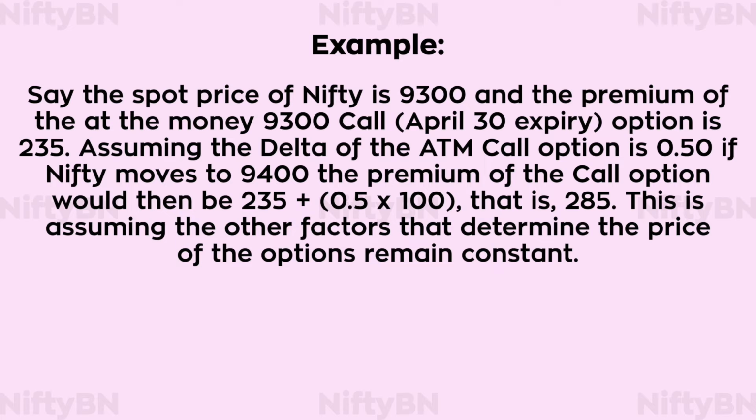Say the spot price of Nifty is 9300 and the premium of the at the money 9300 call option is 235. Assuming the delta of the ATM call option is 0.5, if Nifty moves to 9400, the premium of the call option would then be 235 plus 0.5 into 100, that is 285. This is assuming the other factors that determine the price of the options remain constant.